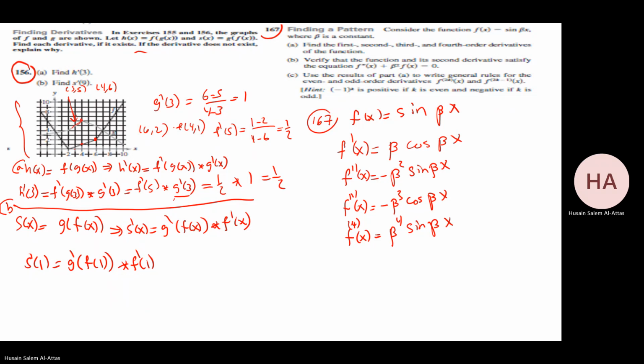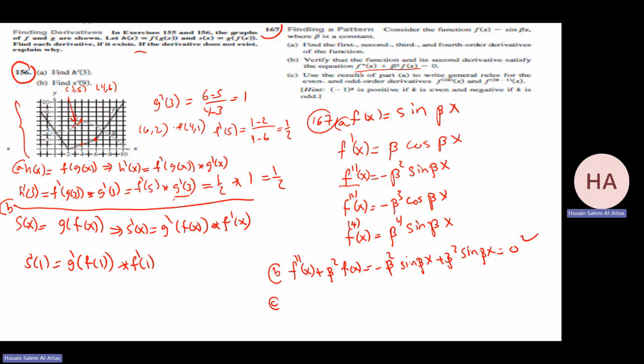Okay. Now he said verify that f satisfies this equation, which is f double prime plus beta squared f of x. What is f double prime? It's minus beta squared sine beta x plus beta squared sine beta x, which is 0. So it's correct. The last one, they want us, this is B, this is A.